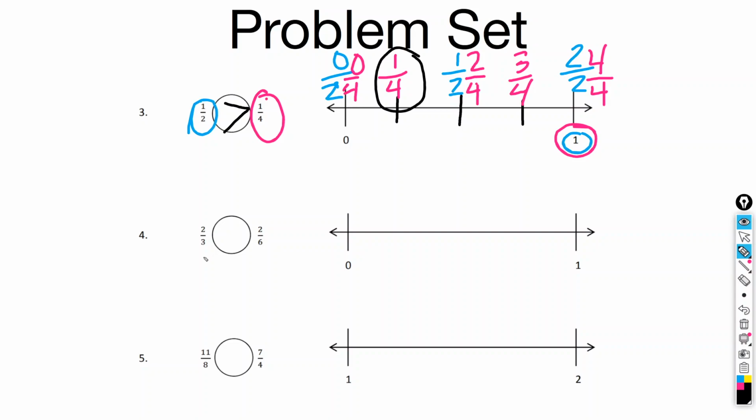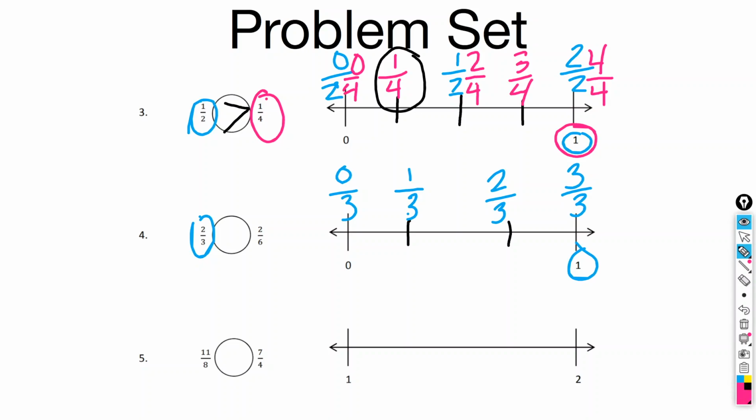Okay, so now we are going to do 2/3 and 2 sixths. The top number is the same, but the bottom number is different. Well, you have a little bit of an advantage because we did already do the problem earlier that was sixths and thirds. So first let's break into thirds. So that's 3 equal pieces. Let's go ahead and label that. 0 thirds, 1 third, 2 thirds, 3 thirds, which is the same as 1 whole.